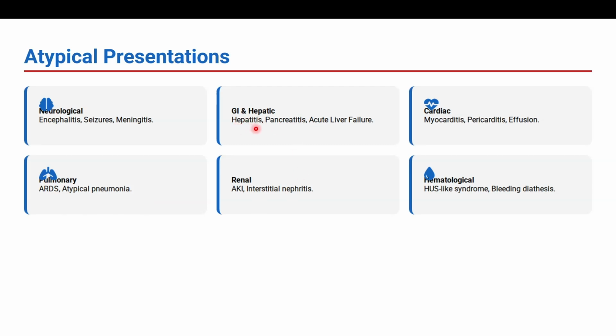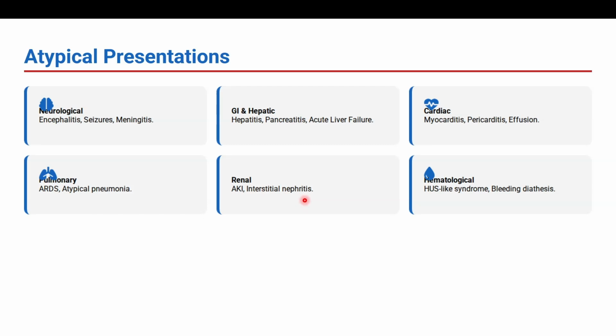So GI and hepatic manifestations can happen. Most of the cases of dengue fever will have mild elevation in liver enzymes. Transaminases will be raised. Liver supportive medicines can be given in this stage. Try to avoid paracetamol if there is high elevation of AST and ALT. There can be pancreatitis in case of dengue. There can be acute liver failure.